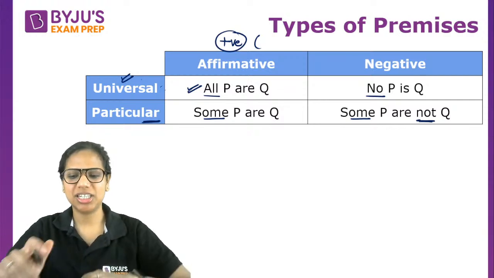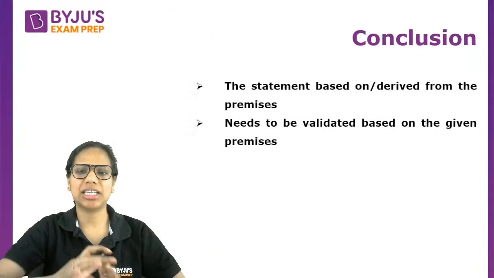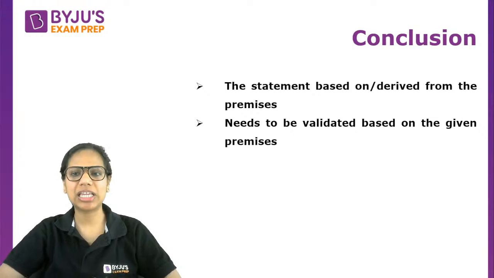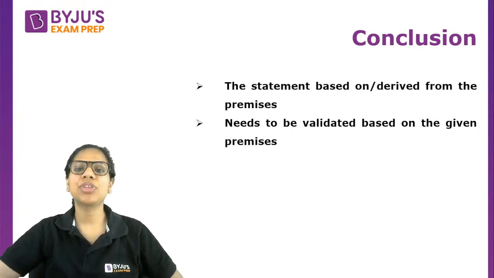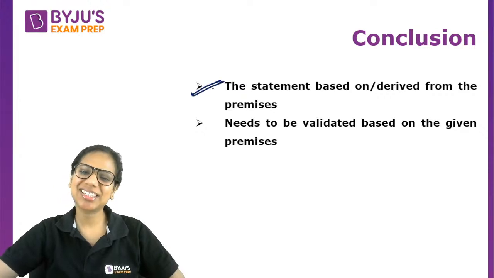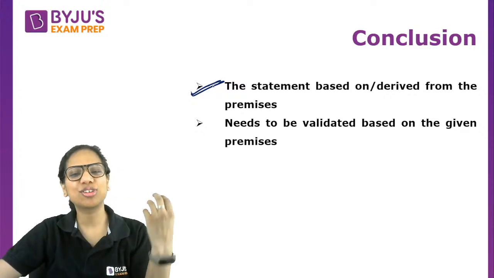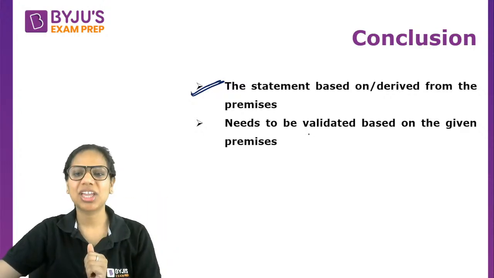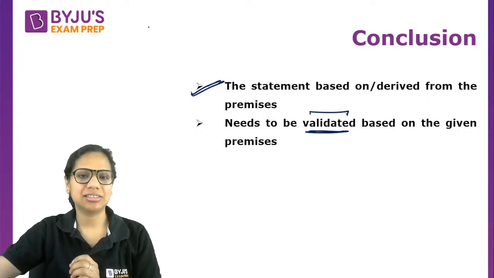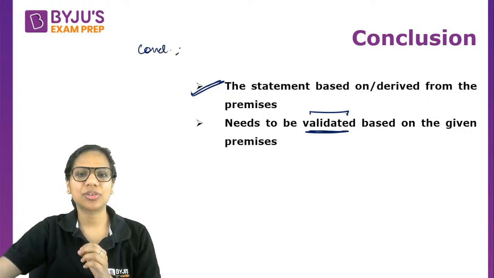All right, now coming to our next slide. So this was about premises, right? Now what is a conclusion? Of course, it is something that is based on the premises. We all know this now that we've done so many questions on statement conclusion, on critical reasoning. Also, this needs to be validated. What is validity? When we say that this conclusion is valid, what does it mean?